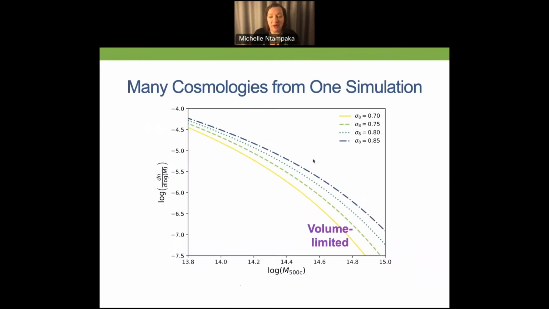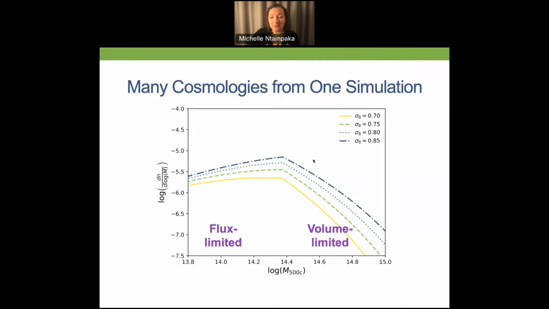So in order to pursue this study where I'm going to be looking at populations of clusters and trying to identify the underlying cosmology, I need to build many cosmologies from one simulation. At the high mass end, those are going to follow a volume limited sample. So what you're seeing in this entire figure right now is a volume limited sample of galaxy clusters as a function of cosmology. At the low mass end, however, an X-ray survey will be flux limited, meaning you're only going to catch the brightest objects. So you're going to tend to see a mass function that looks like this.